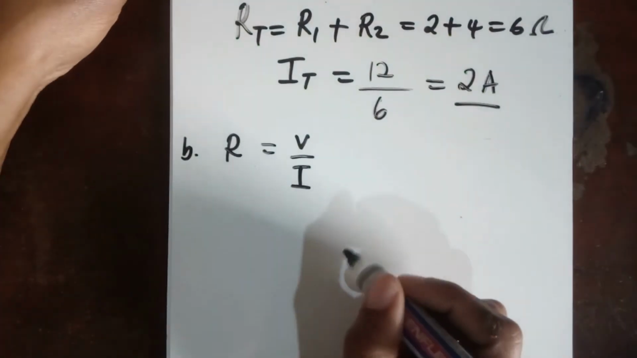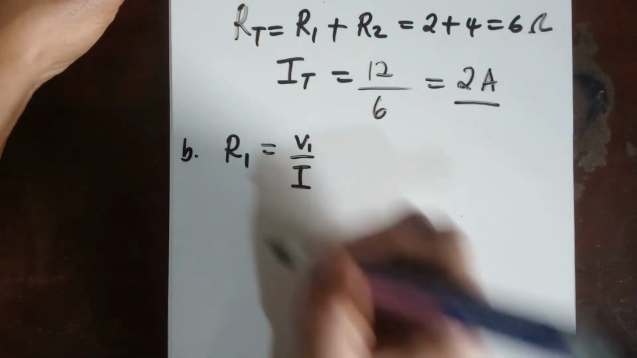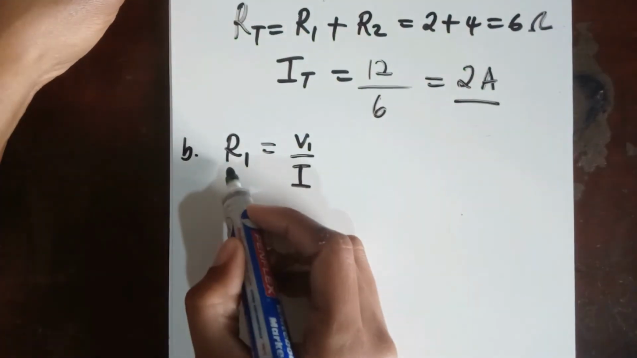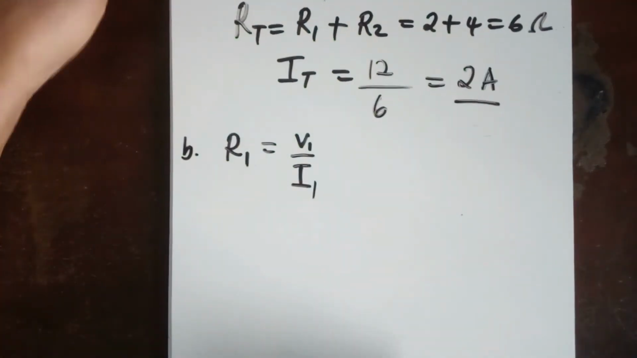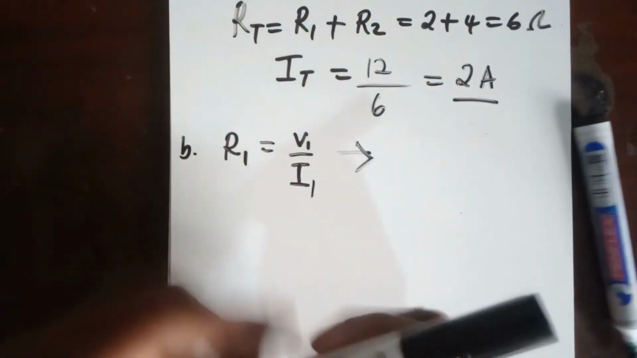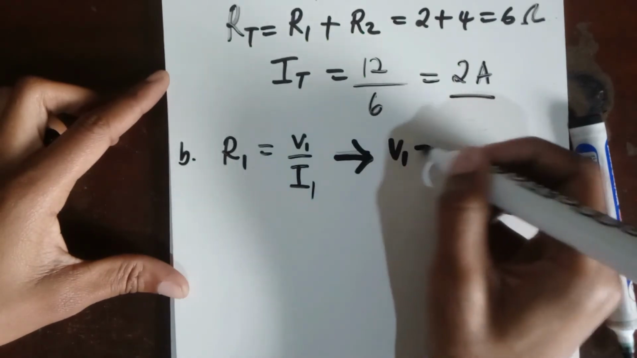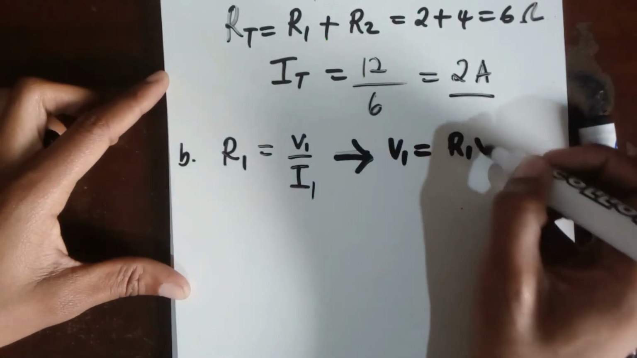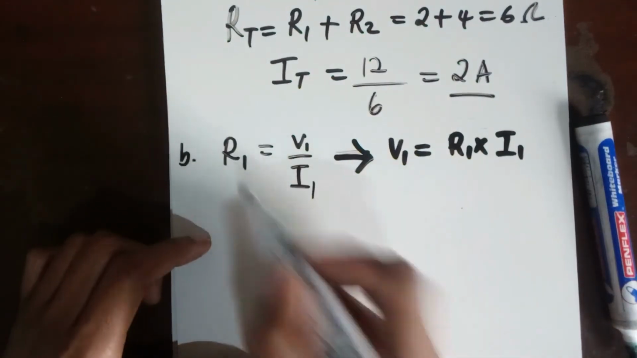But we're looking for the reading at voltmeter V1, which means we're going to use the resistor R1 as well as the current I1. But what is it that we know? We can just rearrange this equation and write it as V1 equals R1 multiplied by I1. So it's just a matter of cross multiplication.